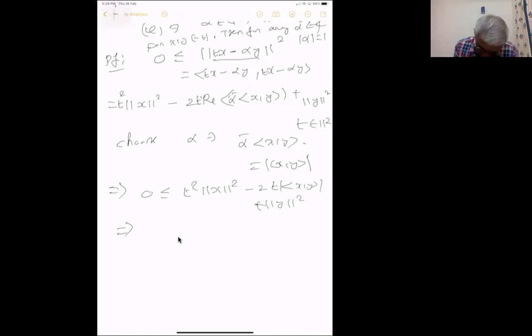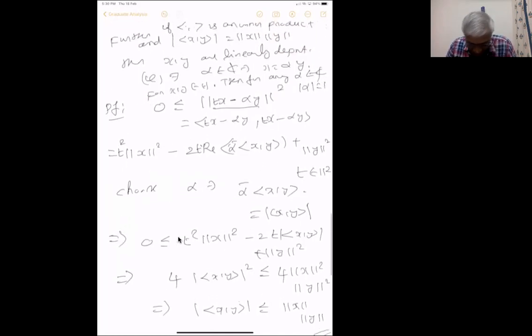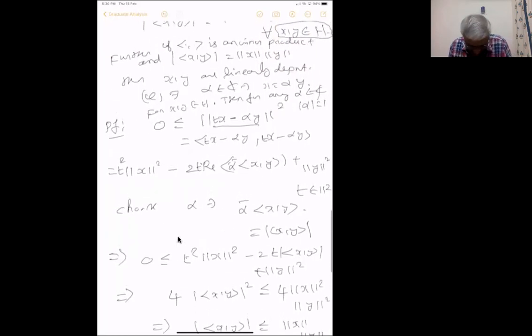So this implies here you have 4 times mod of inner product xy squared is less than or equal to 4 times norm x squared times norm y squared. Okay, so we have proved the Cauchy-Schwarz inequality. You can use other theorems of calculus to prove this also. Okay, this is one way of doing. Now we want to prove the other way.